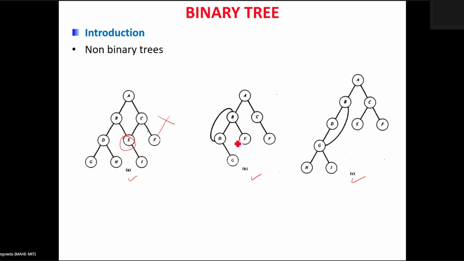Looping is also not allowed in binary trees. In the second one, D is connected back to B. D is the child of B, but B can never be the child of D. So the second example is a non-binary tree, and C is also a non-binary tree. This shows that G is the child of B, but G cannot also be the child of D. These are the examples of non-binary trees.